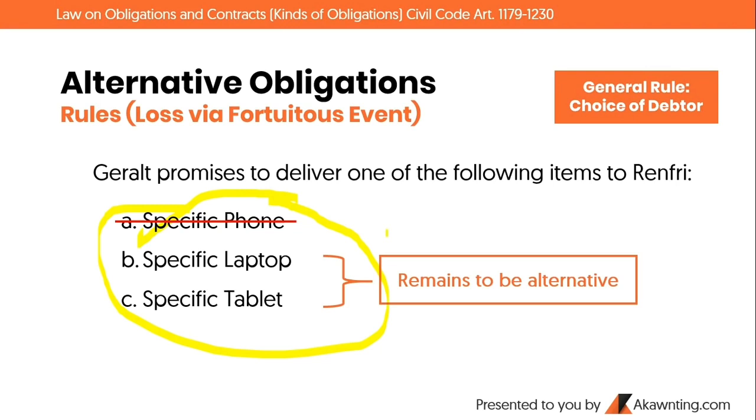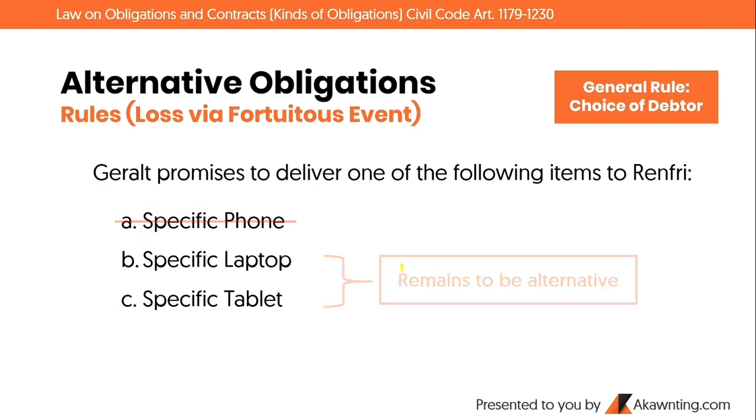Bakit? Kasi isa lang naman yung nawala. May pagpipilian pa, so letters B and letter C. Meron pang pagpipilian si debtor, which is si Gerald. So, alternative pa rin siya. Hindi na siya magiging alternative once na nakapili na siya from letter B or letter C at na-communicate niya na yun kay Renfree. What if dalawa naman ang nawala? Via 4227 pa rin tayo.